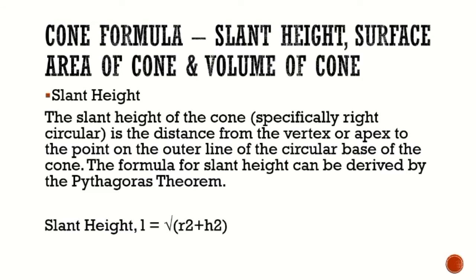Cone formulas: slant height, surface area of cone, and volume of cone. The slant height of the cone, specifically a right circular cone, is the distance from the vertex or apex to a point on the outer line of the circular base of the cone. The formula for slant height can be derived from the Pythagoras theorem. Slant height l is equal to the square root of (r squared plus h squared).